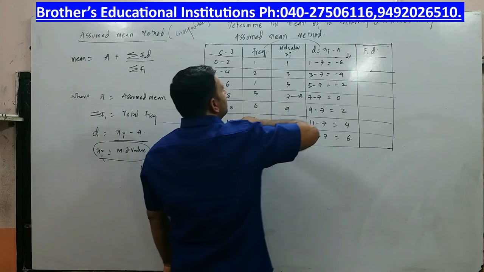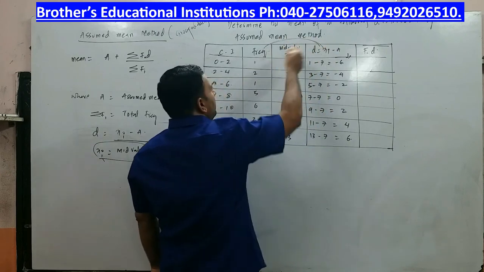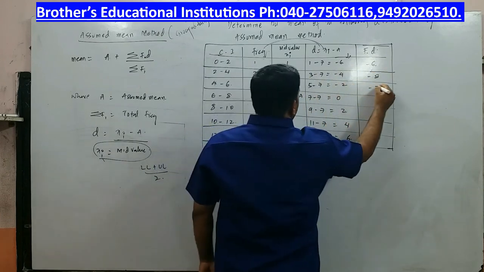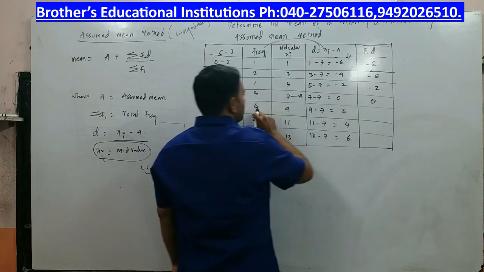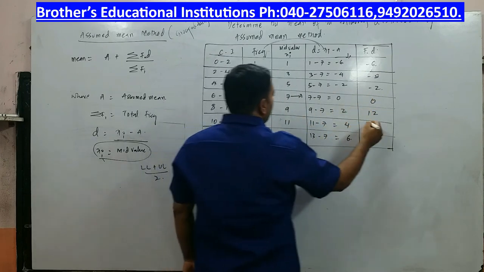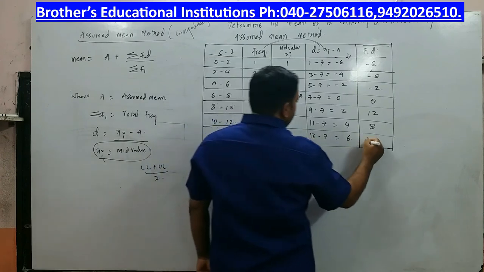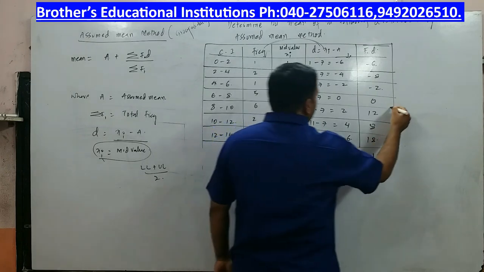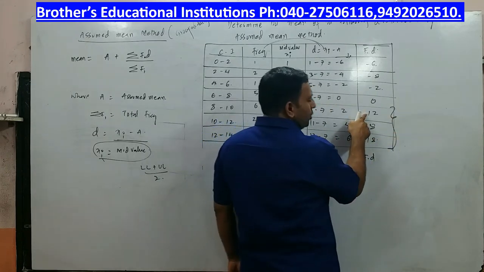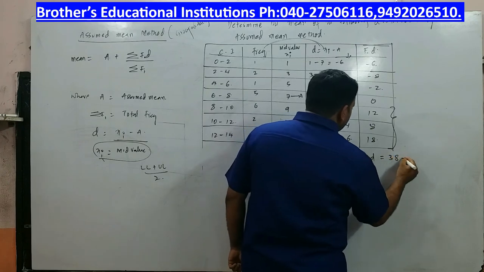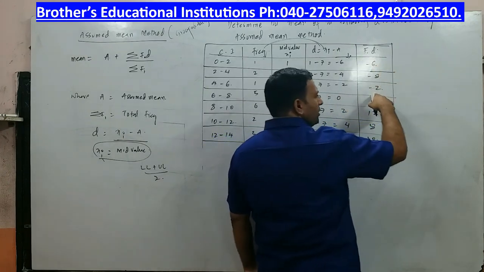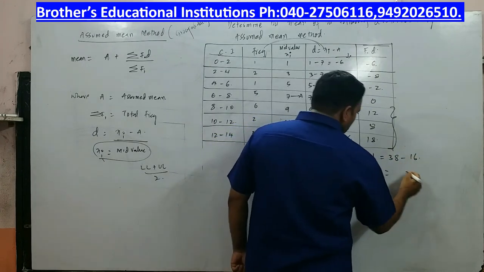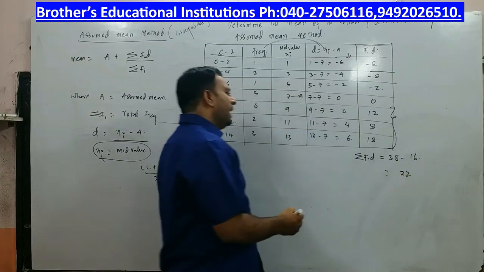Now once you get the D values, I have to perform f into D. That is 1 into minus 6, minus 6; 2 into minus 4 is minus 8; 1 into minus 2 is minus 2; 5 into 0 is 0; 6 into 2 is 12; 2 into 4 is 8; 3 into 6 is 18. Now I have to find sigma f into D. First I will collect all the positive values: 18 plus 12 is 30, plus 8 is 38. Now I will collect all the negative values: minus 8 minus 2 is minus 10, minus 10 minus 6 is minus 16. So now 38 minus 16 is 22. So the sigma FD value is 22.